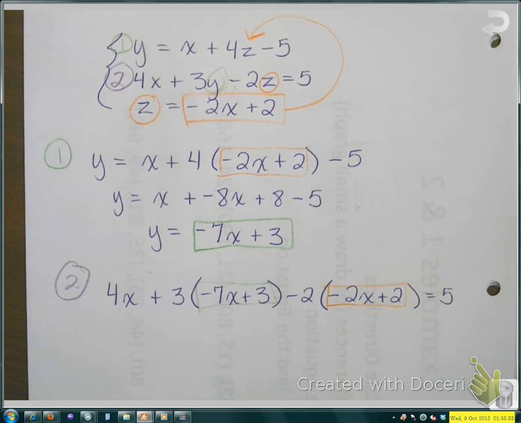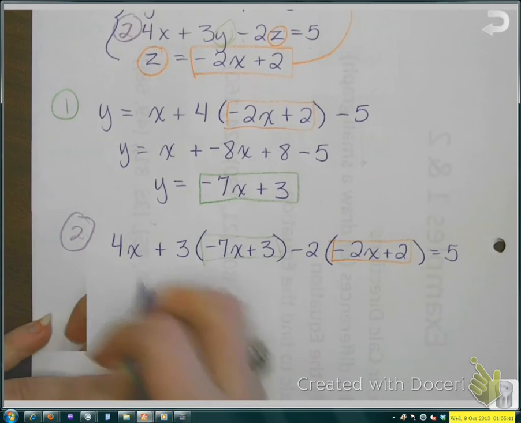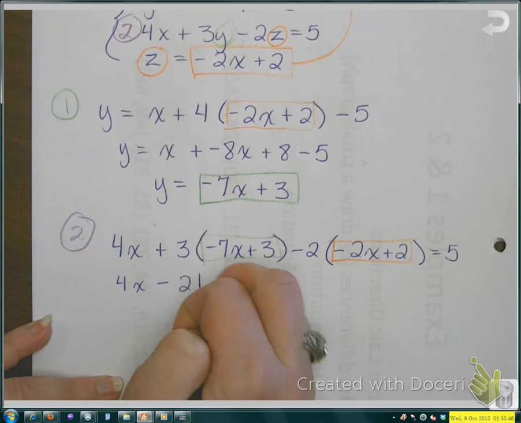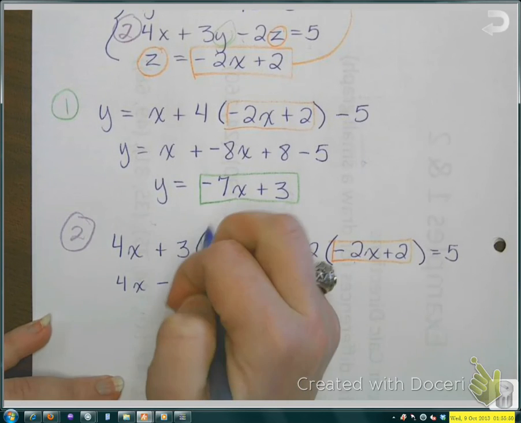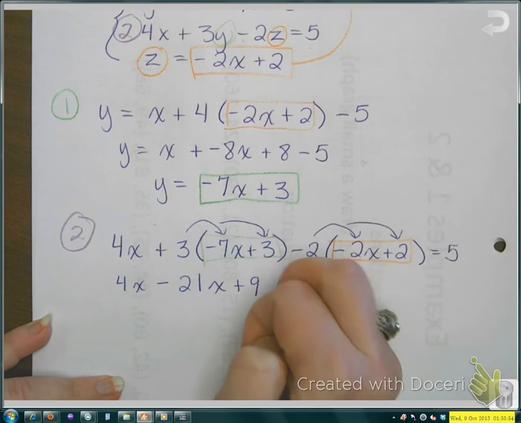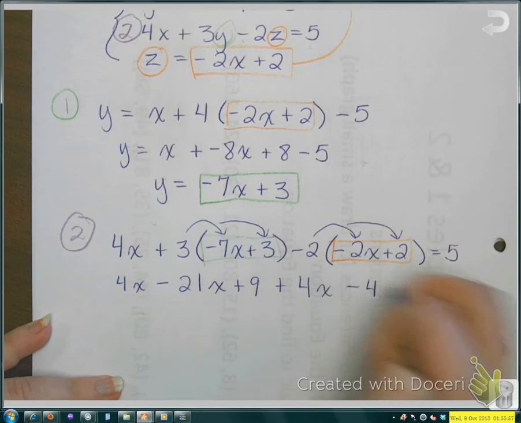Alright? So now I have everything. If you'll notice, I have x, x, and x. There are no more y's, no more z's. So all we have to do is simplify and solve for x. So I need to distribute that 3. It's going to give me a negative 21x plus 9. And distribute this beautiful negative 2. Negative 2 times negative 2 is positive 4x. Then I have a negative 4 equals to 5.